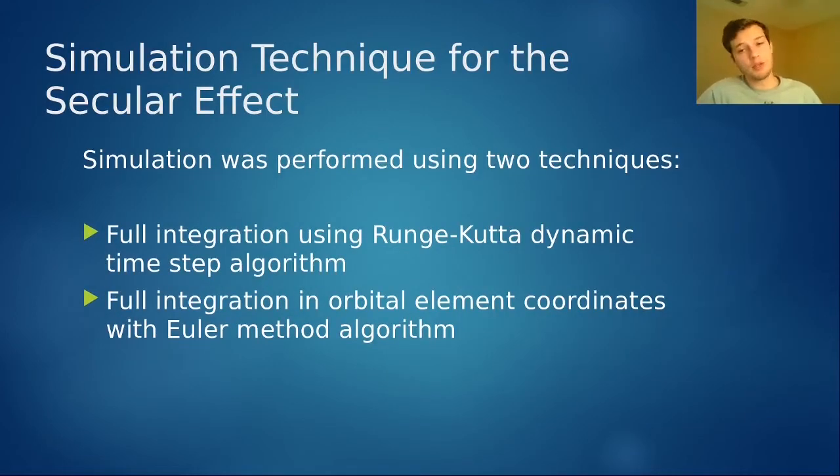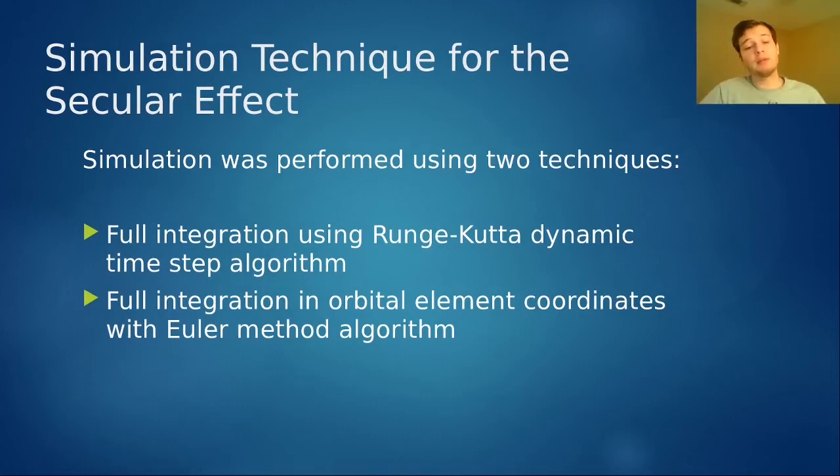So for the next simulation, we want to look at the long-term behavior of the constellation. For this, we are doing perturbation, so we are evolving the changes to the LISA orbits. And so we used 2 separate simulation techniques. One of them was Runge-Kutta dynamic time step, and this was done in Euclidean coordinates, and the other one used orbital element coordinates, but only used an Euler method algorithm.